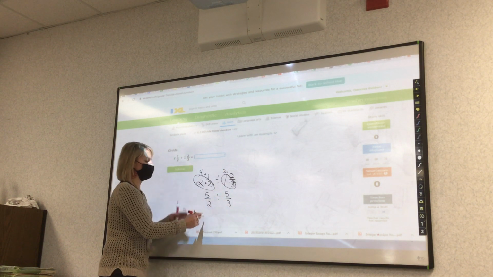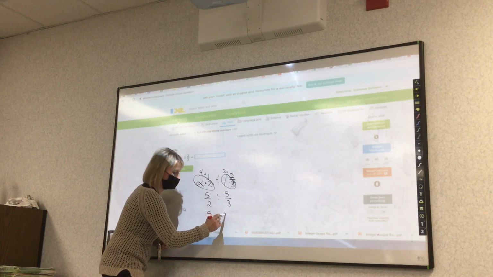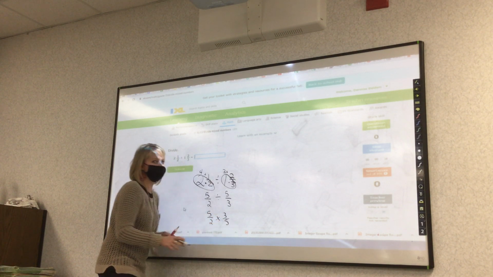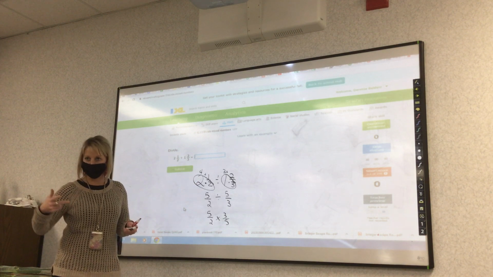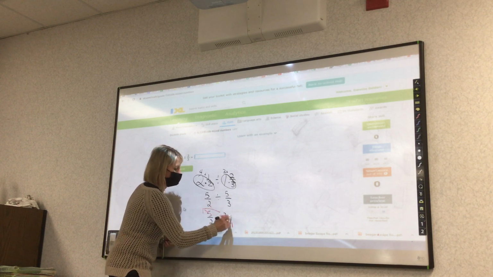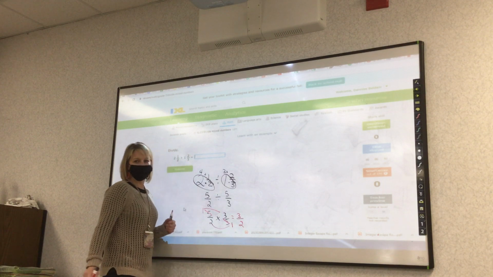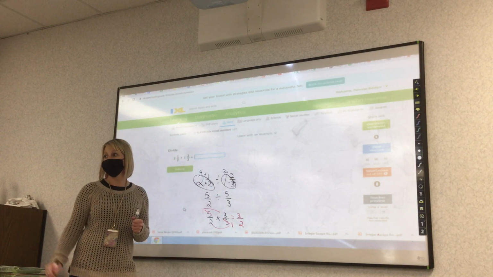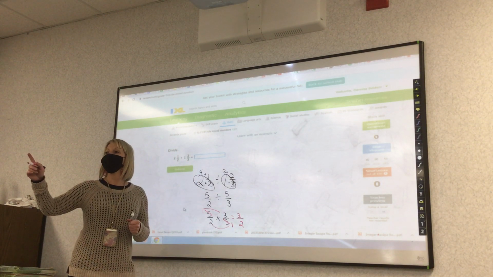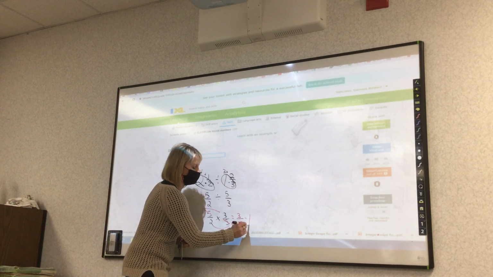Then we say it's keep, change, reciprocal. Get rid of saying the word flip. Yes, you're flipping it, but it's reciprocal. Then reduce by 5, that becomes a 1. Then 1 times 3 is 3. 2 times 1 is 2. And I'm done. No. I need to change it to a mixed number. 3 divided by 2 is 1 and 1/2.